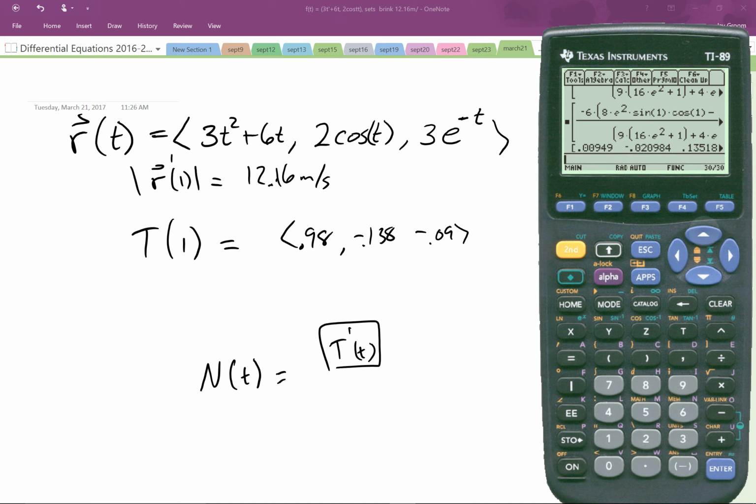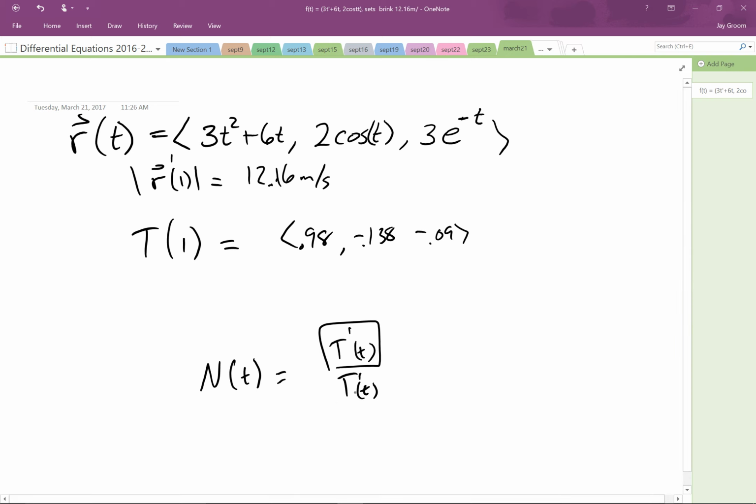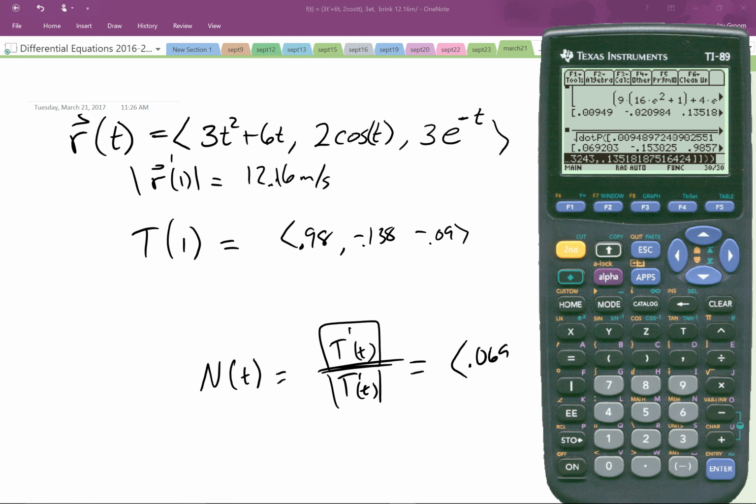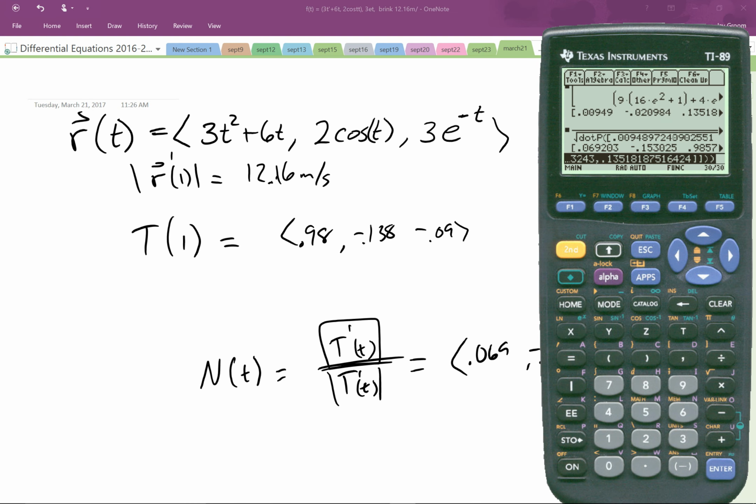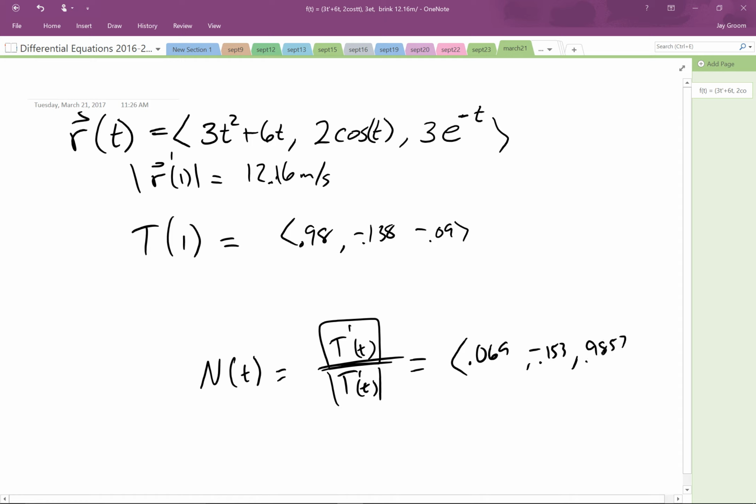Now that I've evaluated it, I'm going to take it and divide by its magnitude, which is obviously way less than 1 at this point. So that's okay. Diamond enter. Booyah. So that guy right there, when I divide out by its magnitude, again at t equals 1 this time, is 0.069, negative 0.153, and 0.985. Okay, that is the normal vector at 1. That's what we did yesterday. Well, today we're going to add to that.